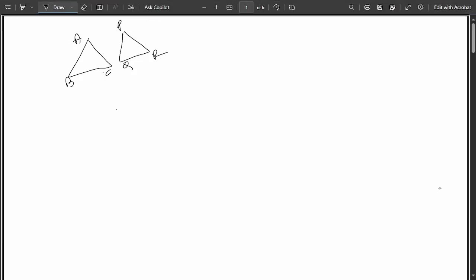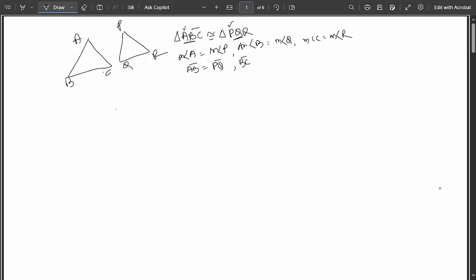So when I write triangle ABC is congruent to triangle PQR, that means the measurement of angle A equals the measurement of angle P, the measurement of angle B equals the measurement of angle Q, and similarly the measurement of angle C equals the measurement of angle R. Similarly, the corresponding sides are also the same: AB equals PQ, BC equals QR, and AC equals PR.